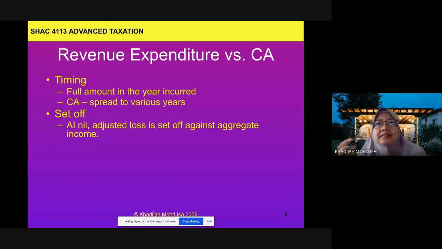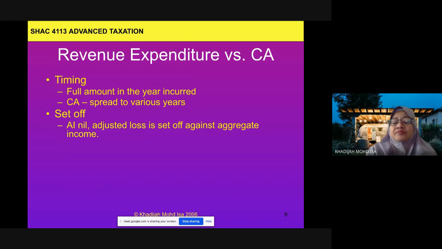But remember that this revenue is an expense. If you do not have enough income to absorb your expenditure, then you're going to have an adjusted loss. So adjusted income is nil, and you have an adjusted loss, and that loss can be used to set off against your aggregate income. Aggregate income here means income not only from section 4A but also from 4C and 4D. So in terms of the flexibility of the losses that can be used to reduce aggregate income, it is better.